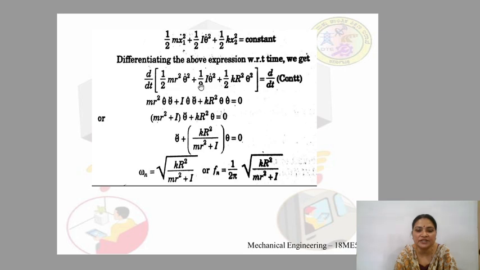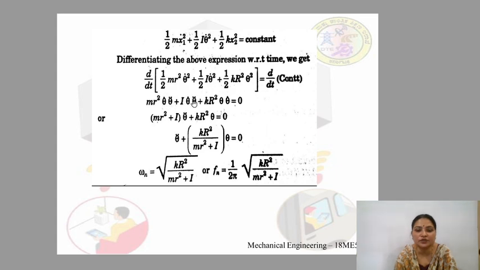Now, differentiating the above equation, we get 1/2 into m R squared, and this will become 2 theta dot theta double dot, but the 2 will cancel with the 1/2. In a similar way, if you differentiate and simplify, we are left with m R squared theta dot theta double dot plus I theta dot theta double dot plus k R squared theta theta dot is equal to 0.